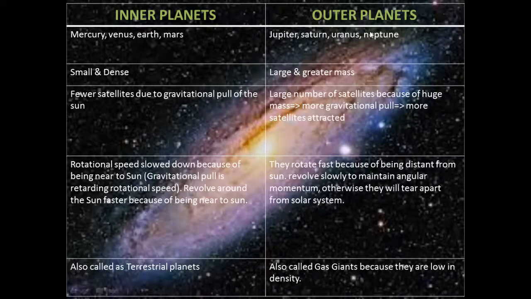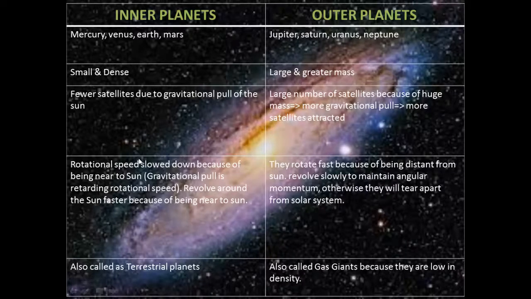Okay, coming back to the differences between inner planets and outer planets, as I have already told you in previous slides, the revolution speed of the inner planets is much faster because they are nearer to the Sun, so they revolve faster. The revolution speed of outer planets is very slow, because if they revolved any faster than their current speed, they would tear apart from the gravitational pull of the Sun and eventually from our solar system.